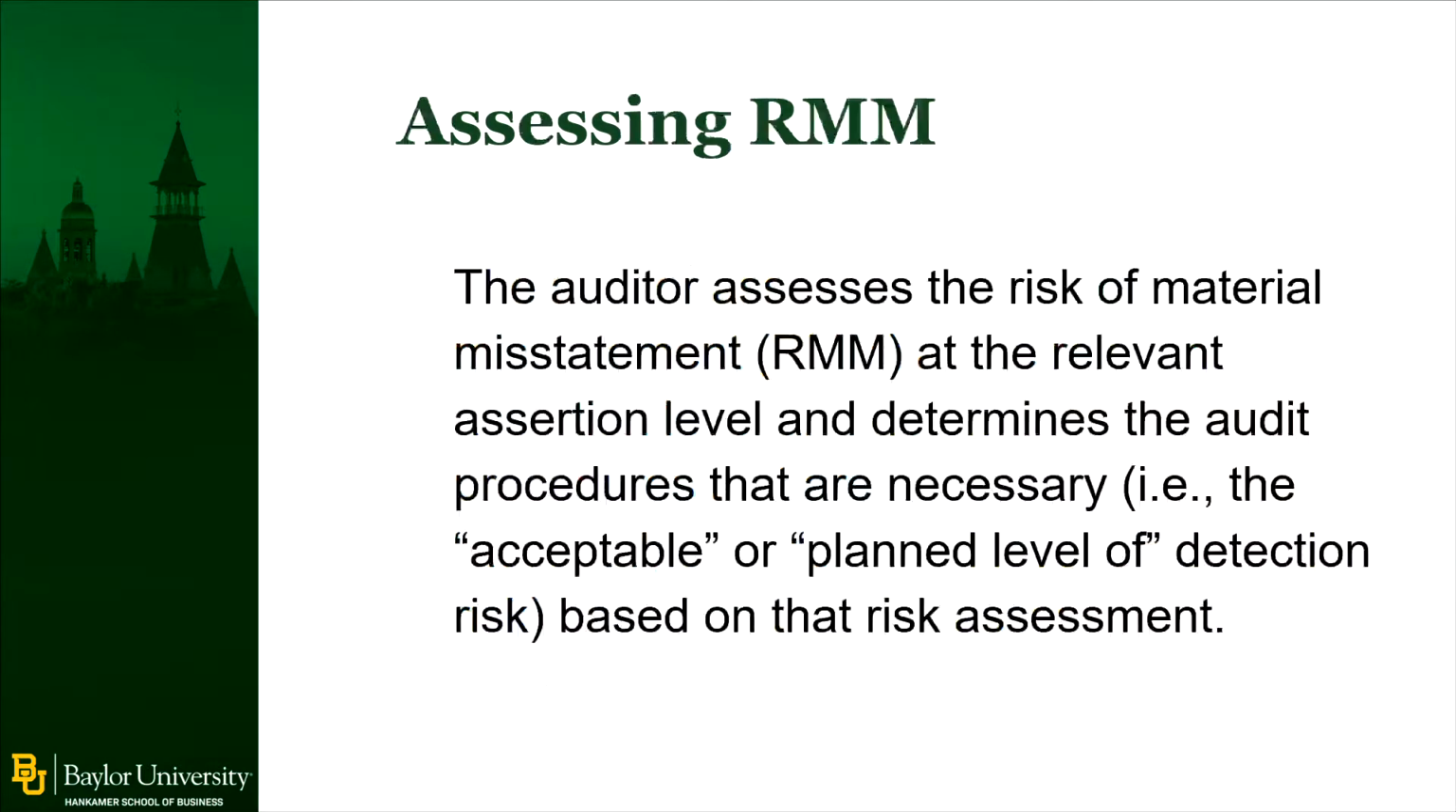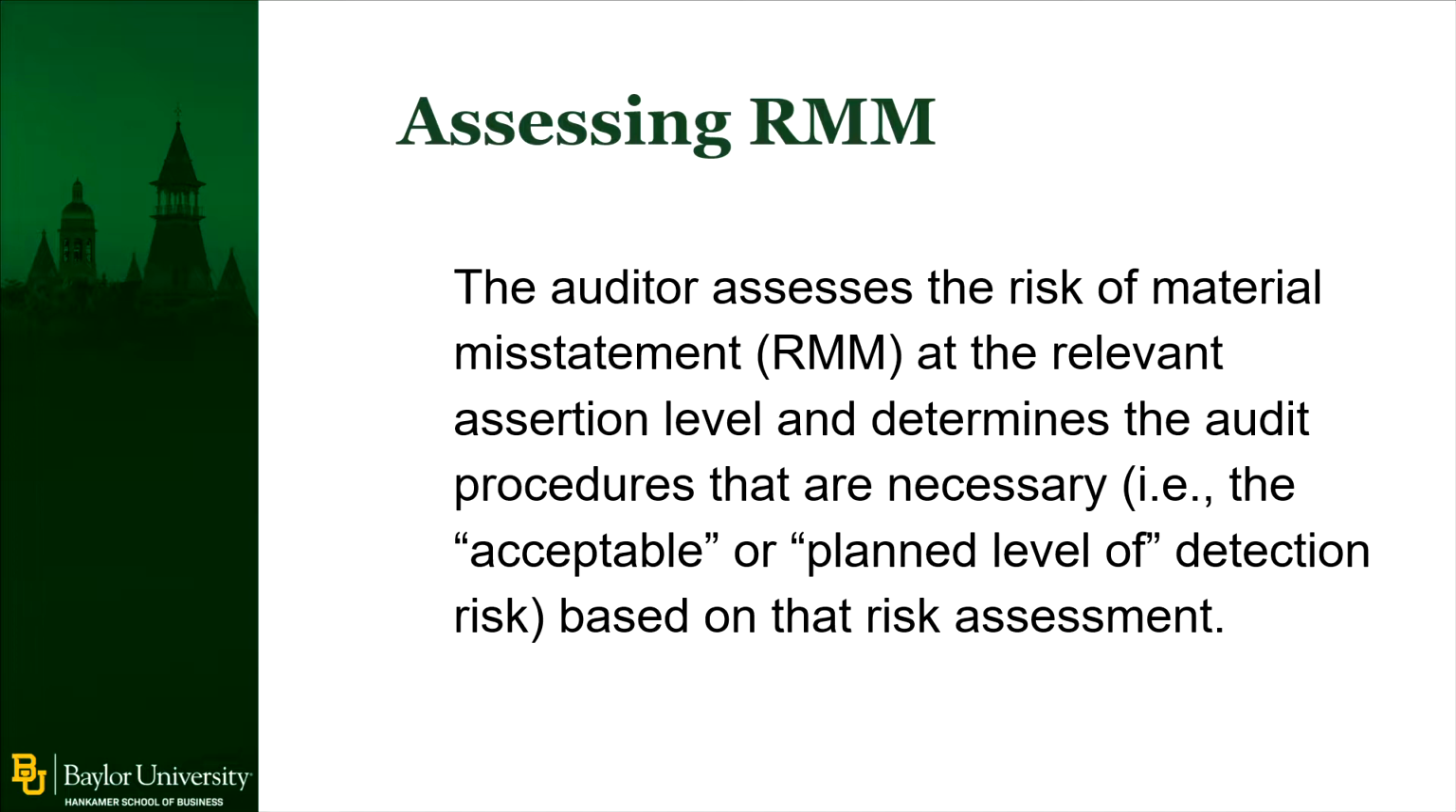And so the goal, like I mentioned, is to assess the risk of material misstatements, so control risk and inherent risk, at the relevant assertion level to determine what audit procedures are necessary. Okay, so how do we specifically need to respond to this specific assertion in this specific account? And I'm going to give you a specific example later in this video. And so we're going to figure out what procedures do we need to provide reasonable assurance to achieve our planned or acceptable level of audit risk. Okay, so that's the goal.